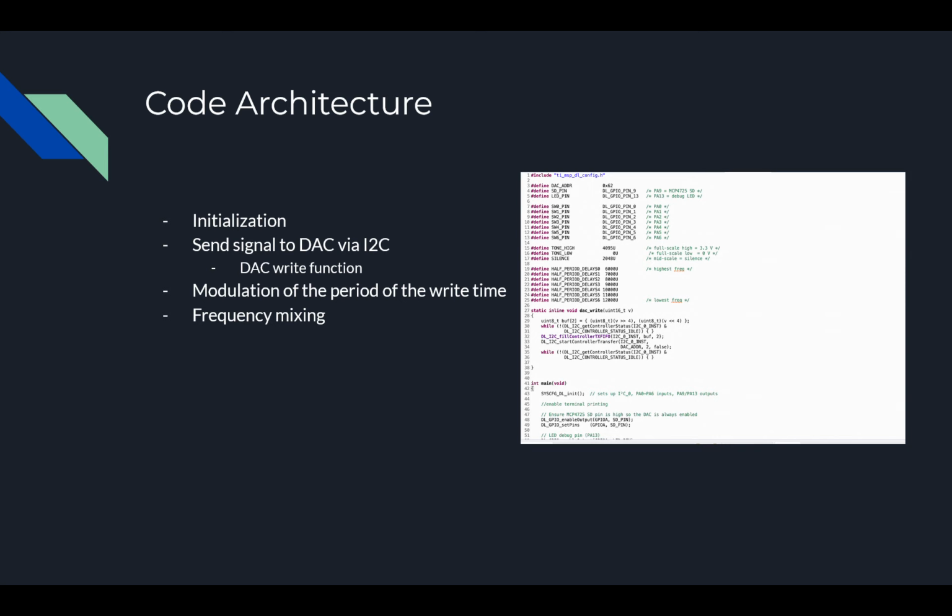We make sure that we first check the controller status is idle before we send the data to the DAC, and make sure that the line clears after. We modulate what we send by changing the period of the write time through those half period delays we instantiated earlier, and this also allows for frequency mixing.